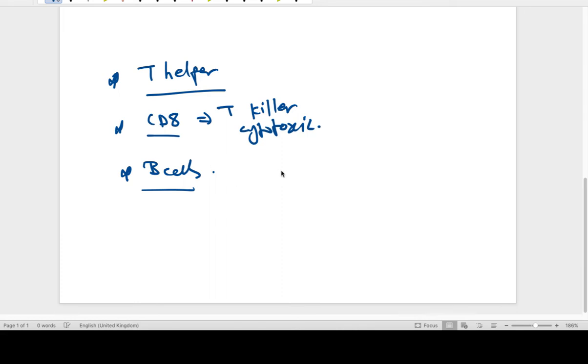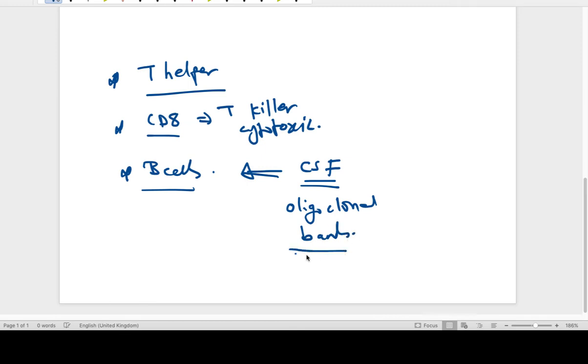The evidence that B cells are involved is that when we examine the CSF of patients with multiple sclerosis, we will find something called oligoclonal bands. We will talk about oligoclonal bands in the lecture when we discuss it. So it is true that the main players are the T helper cells, but also T cytotoxic cells and B cells probably do play a role in the pathogenesis of multiple sclerosis.